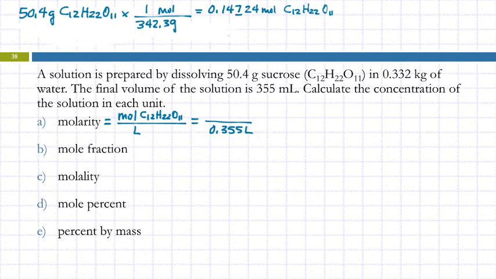So now that I have my moles, I can put that into this molarity equation. I've got 0.14724 moles divided by the volume in liters. So divided by 0.355 equals. This is a final answer, so we're going to round this to 3 sig figs. 0.415 moles per liter, or 0.415 capital M. Any questions? That shouldn't be too hard. We've done things like that before.